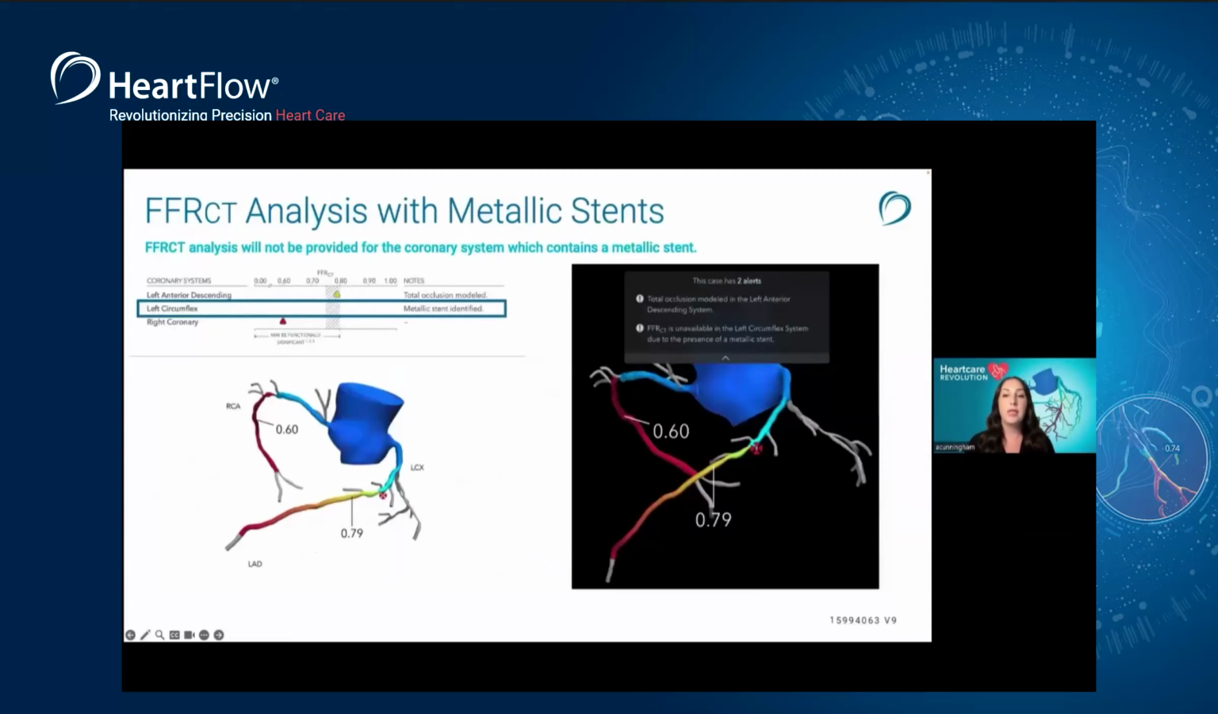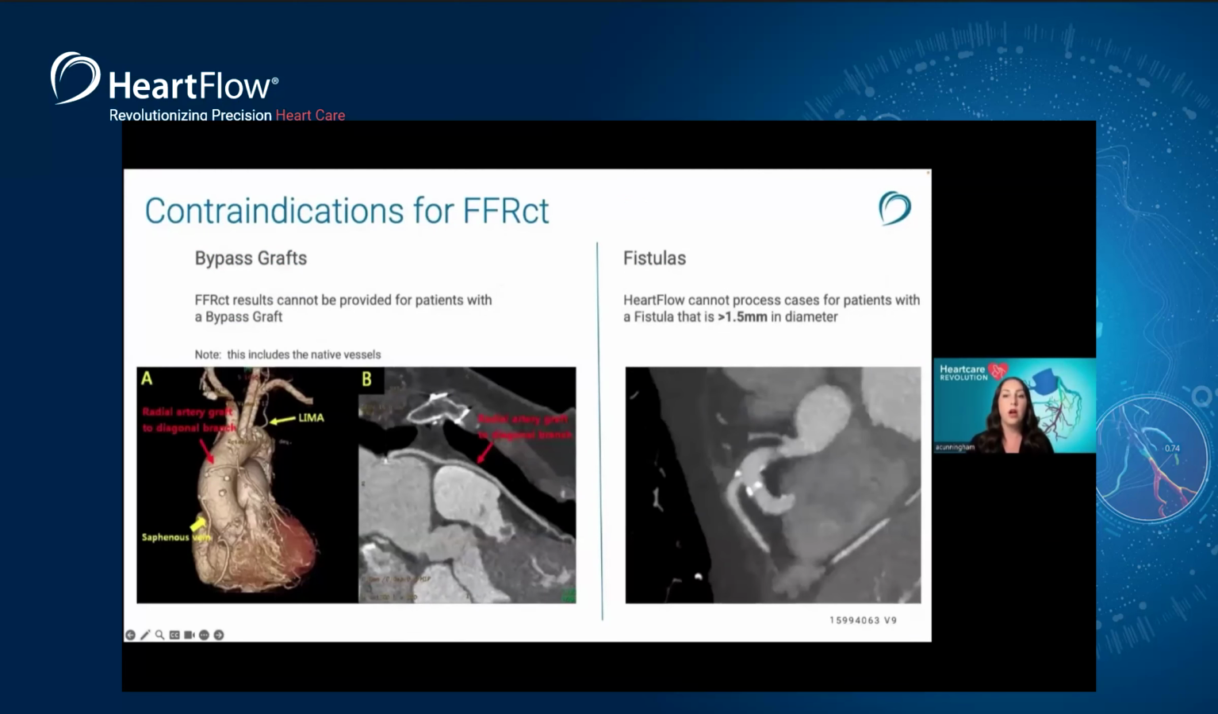If a patient has a metallic stent present in one vessel system, as this patient does in the circumflex, the vessel will be gray in color and no FFR values will be provided. The FFRCT will be provided for the other 2 vessel systems that do not have stents present. There are other instances for automatic rejections, such as patients having previous bypass surgery. Because the validation of FFRCT has not been completed on these types of patients, HeartFlow is unable to process.